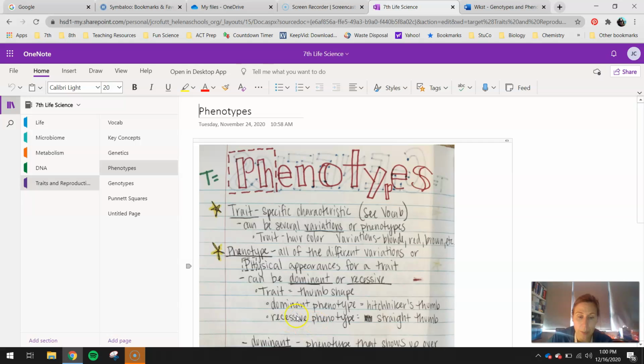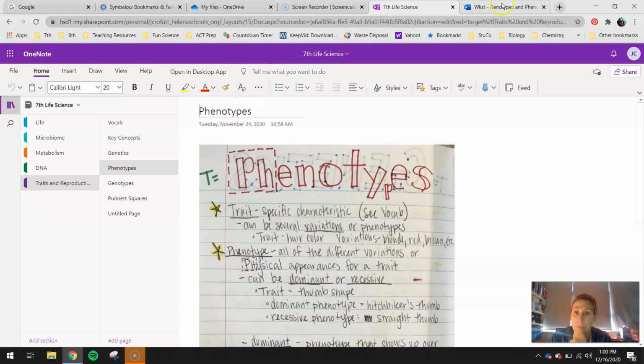Okay, you guys can see an example right here. Trait: thumb shape. Dominant is hitchhiker's thumb. Again, you guys remember that's when you put your thumbs up and your thumb curves to the back. If you have a straight thumb, try as you might, you can't really get the top part of your thumb to bend backwards. So that's the recessive. You would need to get that trait from both of your parents in order to have a straight thumb.